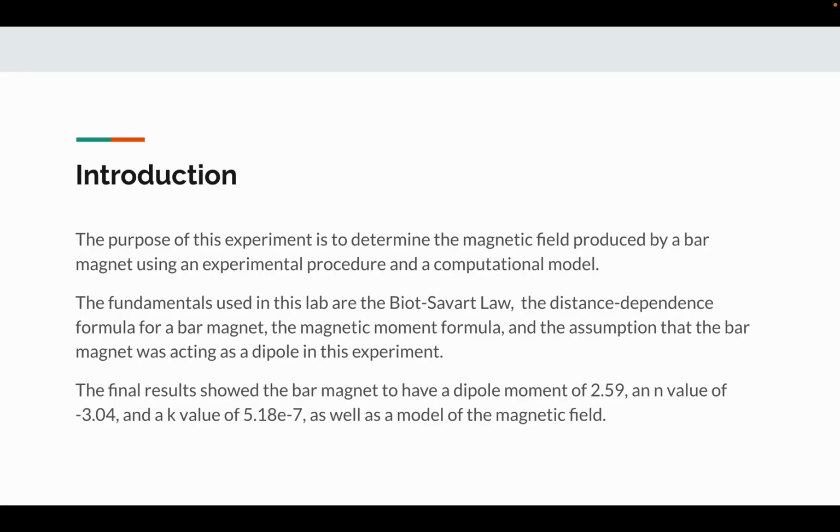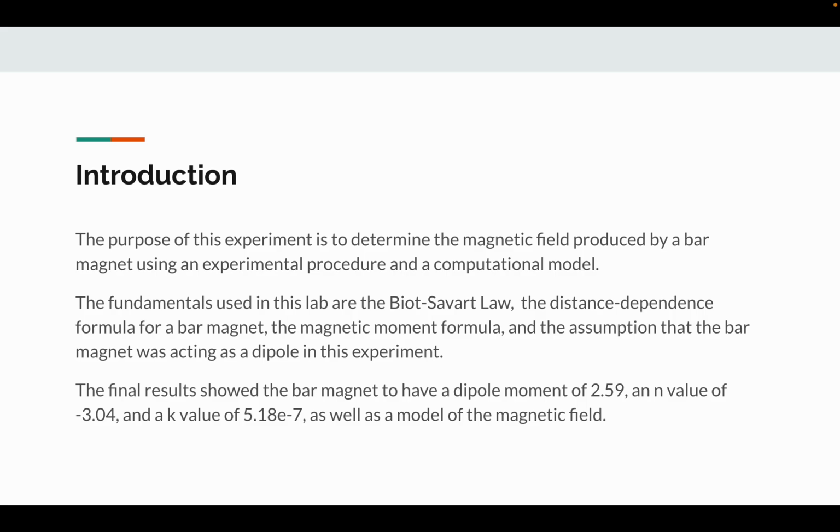Introduction. The purpose of this experiment is to determine the magnetic field produced by a bar magnet using an experimental procedure and a computational model. The fundamentals used in this lab are the Biot-Savart law, the distance dependence formula for a bar magnet, the magnetic moment formula, and the assumption that a bar magnet was acting as a dipole in this experiment.